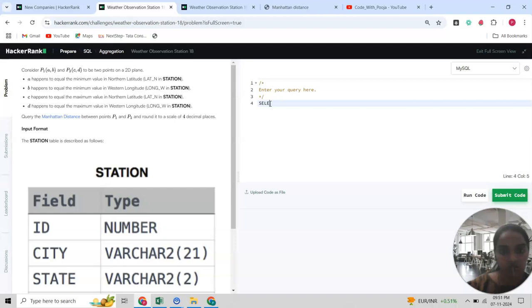So let's select. Now round it to the scale of decimals. From the last video, for the rounding scale we are using the ROUND function. Now from where? From STATION. Now the main logic is in the round, that is, how to write this condition. This is the art. I am not going to explain what the Manhattan distance is, because I think everyone knows. The art is in how to write it, so we will focus on writing the distance instead of just getting the output.